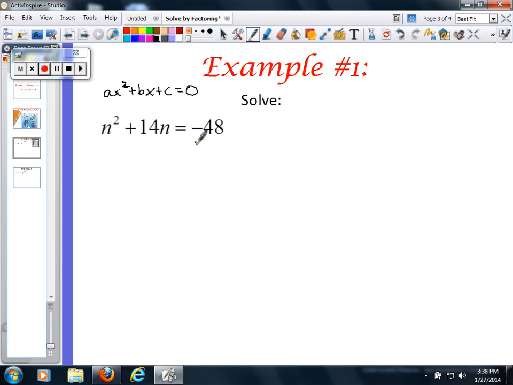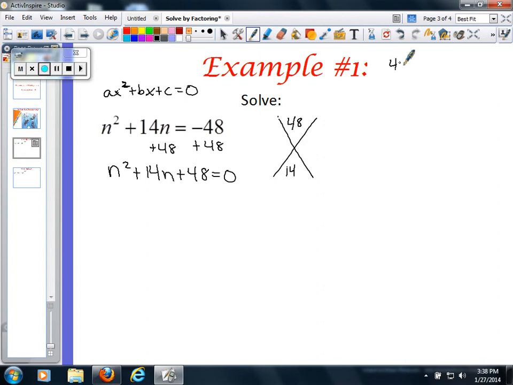So I'm going to start by adding 48 to both sides. This is going to give me n squared plus 14n plus 48 equals 0. And now for this I'm going to use the X-box because this coefficient is 1, so it's easier to use the X-box. So this is 48, this is 14.